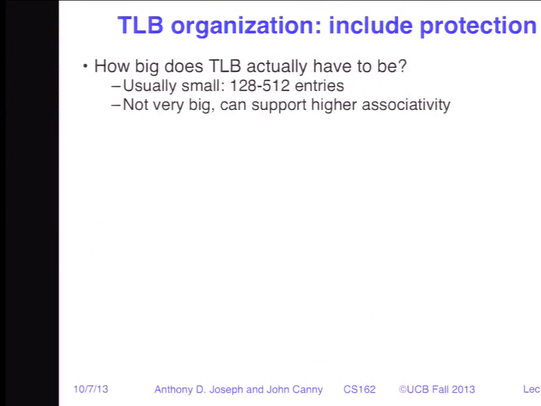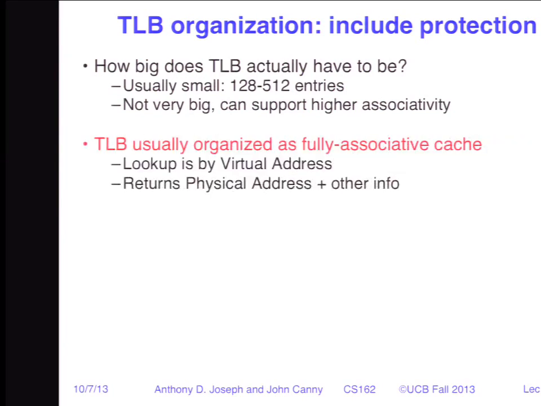And how big do we make it? Typically, it's not very big, 128 to 512 entries. So we can do fully associative. Lookup is by virtual address, and it gives us back the physical address. It gives us back the page table entry, so a bunch of other bits can come along also.